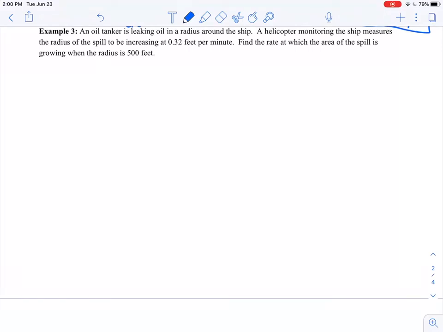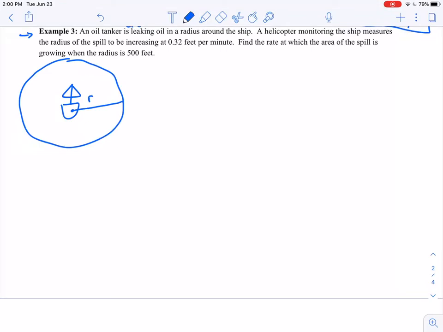All right, another video, another related rates example. This time, we've got an oil tanker that is leaking oil in a radius around the ship. So, okay, here's my oil tanker. It's perhaps not a very good oil tanker, it's just a sailboat. And it is leaking oil in a radius around the ship. That sounds bad. So here's my radius, we'll call that R.